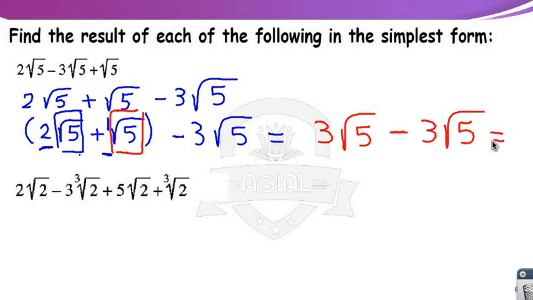Then the result here, 3 minus 3, will be 0. And square root of 5 minus square root of 5 will be 0. So the result here will be 0. This is the additive neutral. 0 here is the additive neutral.